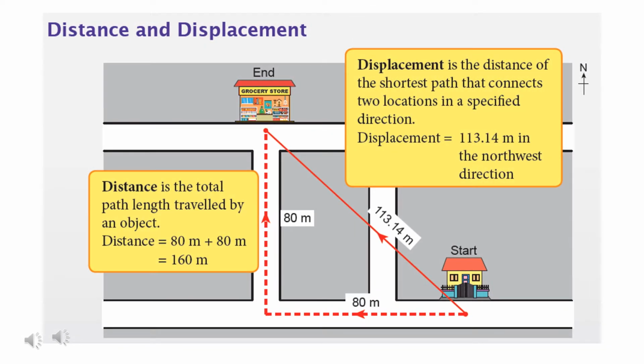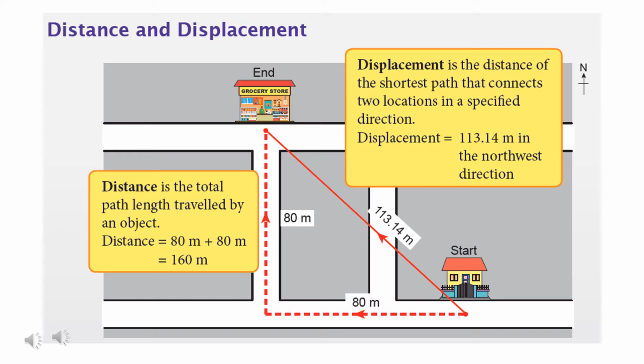Distance and displacement. What is distance? What is displacement? Distance is the total path length traveled by an object. In the picture, the distance from the house to the grocery store is 80 meters plus 80 meters. The distance is 160 meters.